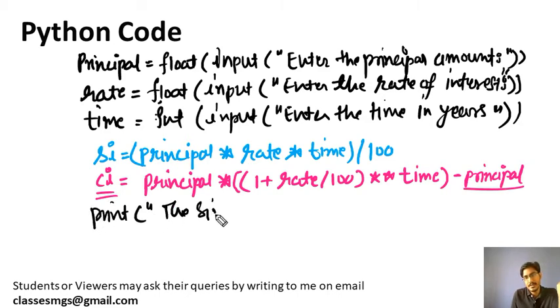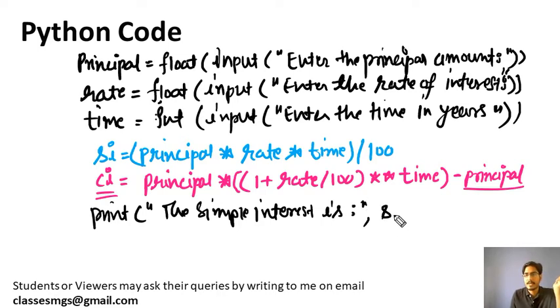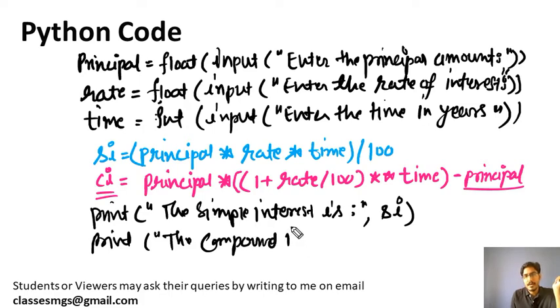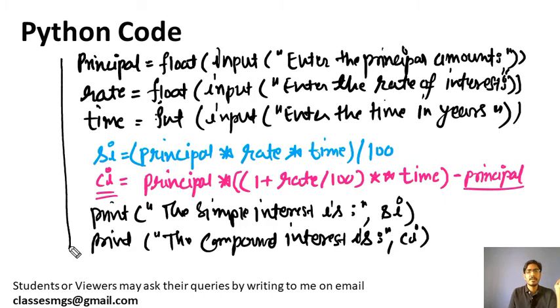Okay, now finally I will print the simple interest is, that value in SI. Again I will print the compound interest is, the value that is holding in CI. So this is the Python program to calculate the simple interest and compound interest.